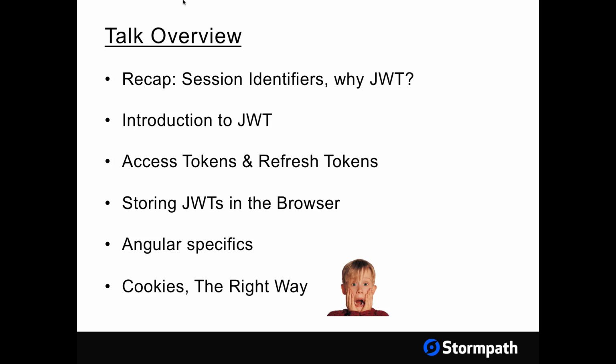So we're going to recap the scheme that we're all used to, which is a session identifier stored in a cookie. We're going to briefly revisit that, and then talk about why JWTs are happening. We're going to introduce them, and also talk about access tokens and refresh tokens. There is some overlap between JWT and OAuth, so we'll talk a bit about that. And the thing I'm sure you're all most interested in is how do I store these things in the browser? We're going to talk about some of the security trade-offs that you need to think about.